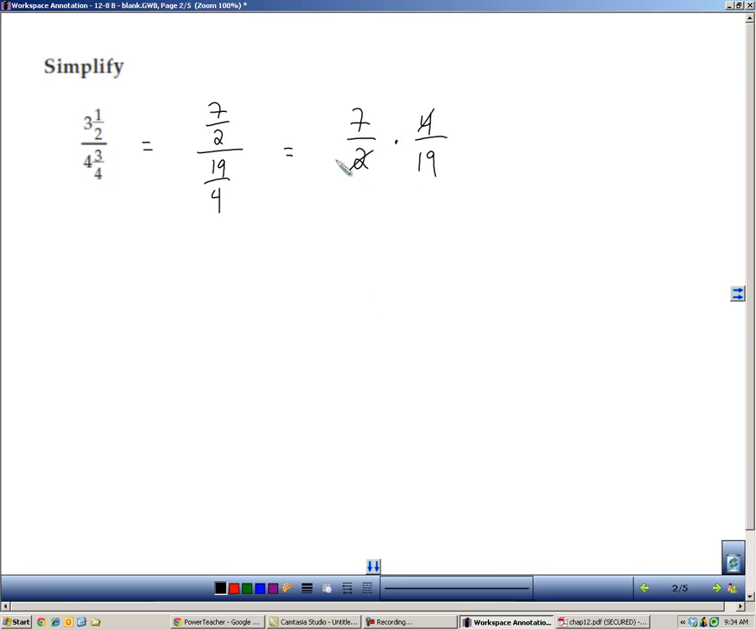Now that we have multiplication, it's a lot easier. 2 will cancel with the 2 leaving a 1, with the 4 leaving a 2. No other canceling can be done, so I go straight across, get a 14 on the top, get a 19 on the bottom, and I'm done.